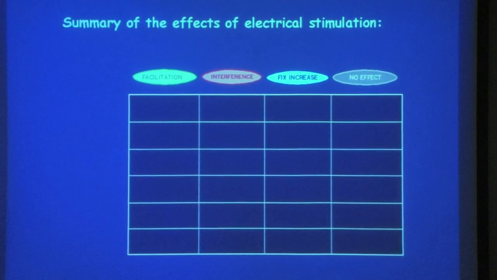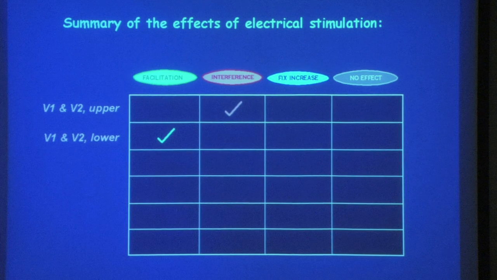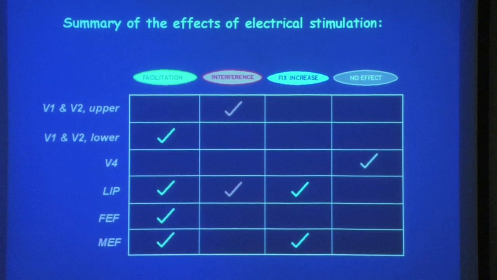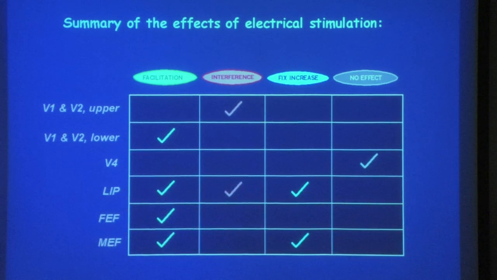So now I'm going to summarize what I told you about the effects of subthreshold electrical stimulation. If you stimulate in the upper layers of V1 and V2, V2 I should add to this, you get interference. In the lower layers, you get facilitation. In V4, there was no effect. I didn't talk about that before. In LIP, you can get both facilitation and interference and also fixation increase. In the frontal eye fields, you get facilitation. In the medial eye fields, depending on how you set it up, you can get facilitation if the target appears in the motor field, and you get inhibition when the fixation spot appears in it. So that's the basic summary of these effects.